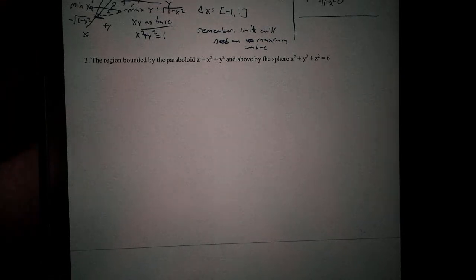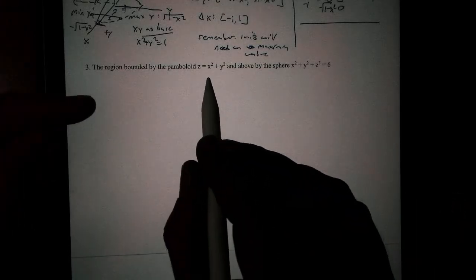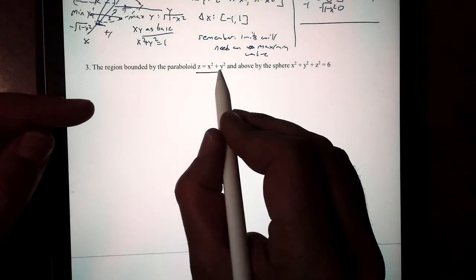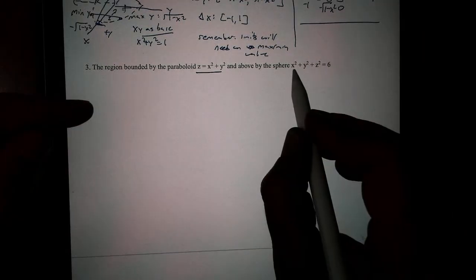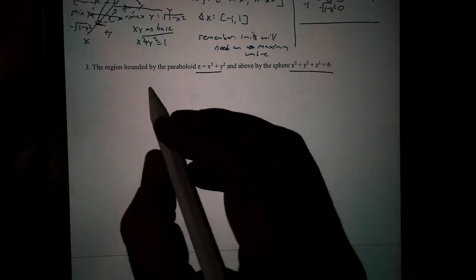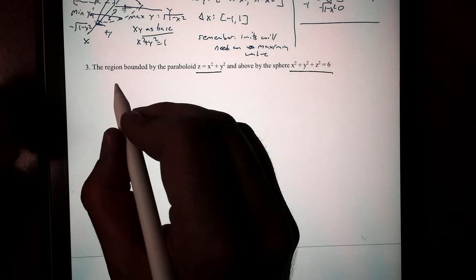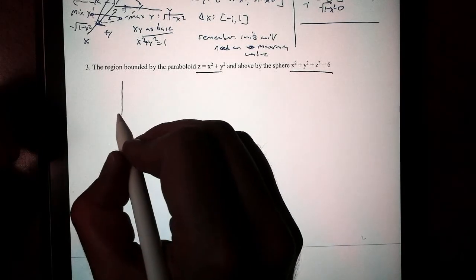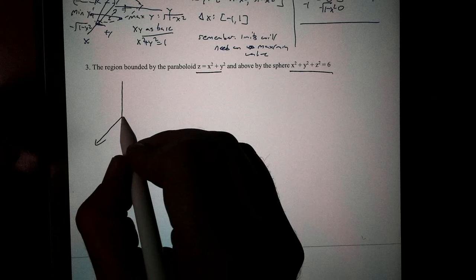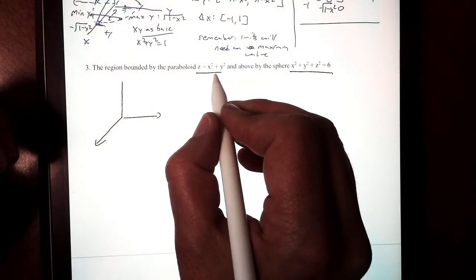Hello and welcome back. For our last example of finding the volume between two surfaces, we're going to look at the region bounded below by the following paraboloid and above by this sphere. I'm going to graph this out the best that I can. These are both centered at the origin. The first one is a paraboloid, and its surface cuts are going to be parallel to the XY plane.